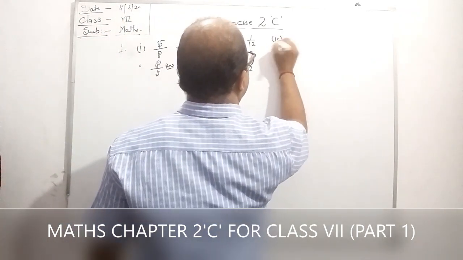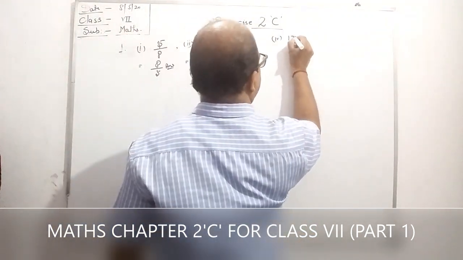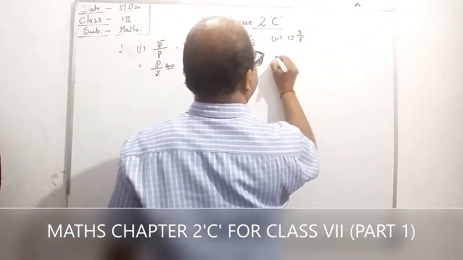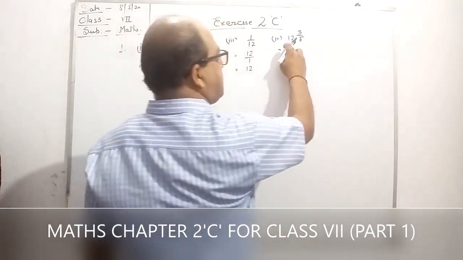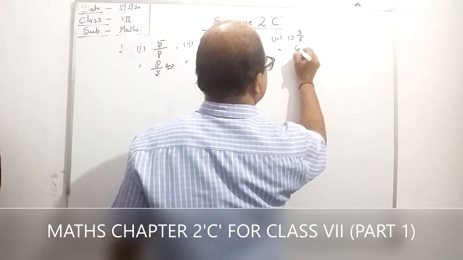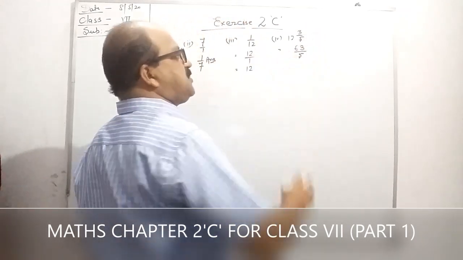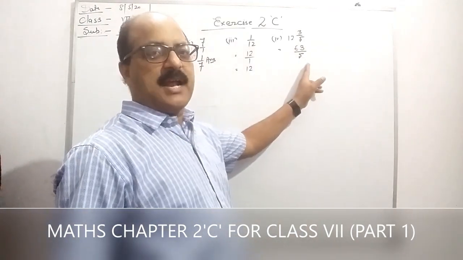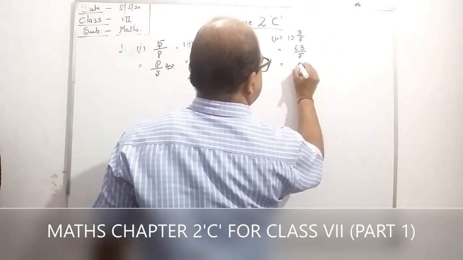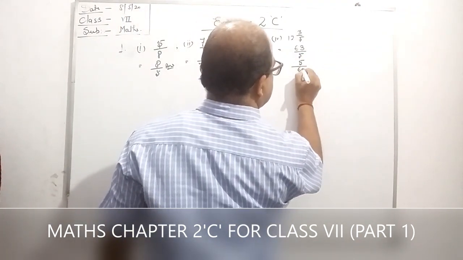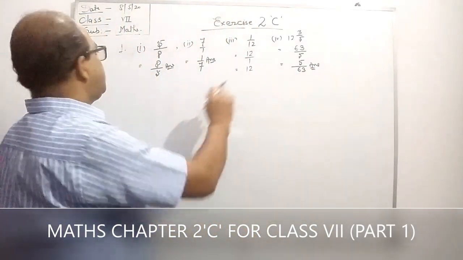In question number 4, 12 whole 3 by 5. 12 fives are 60, 60 plus 3 is 63, so this is 63 by 5. This mixed fraction changes into an improper fraction, and the reciprocal of this number is 5 by 63. This is the answer. Thus question number 1 is completed.